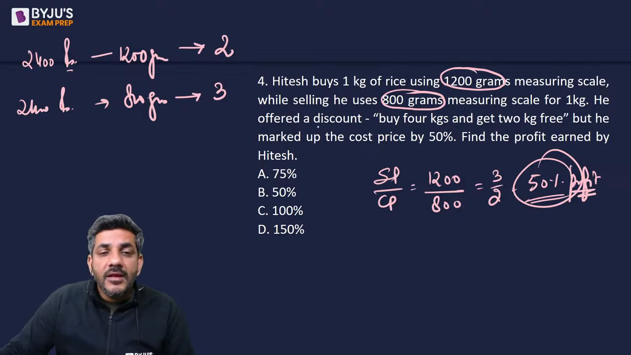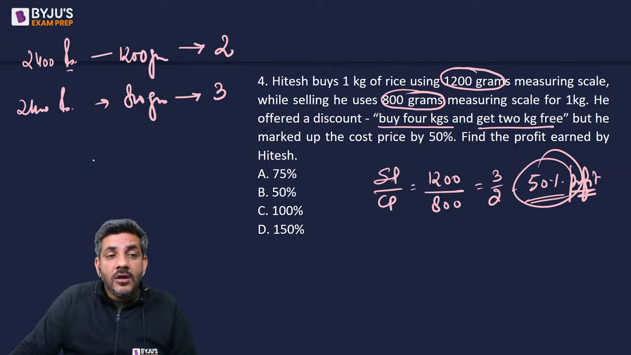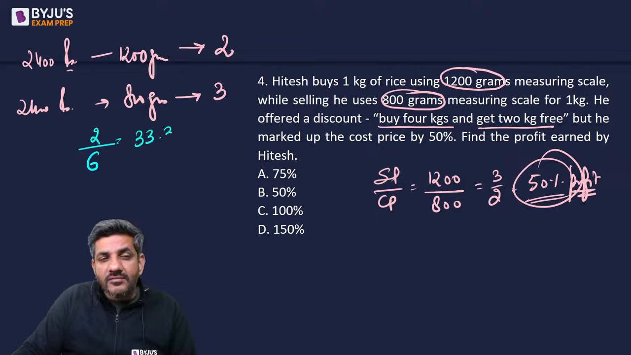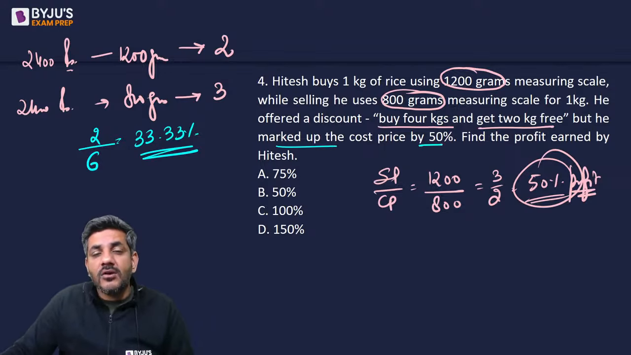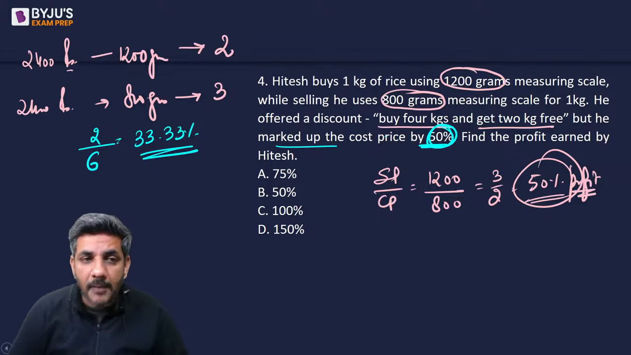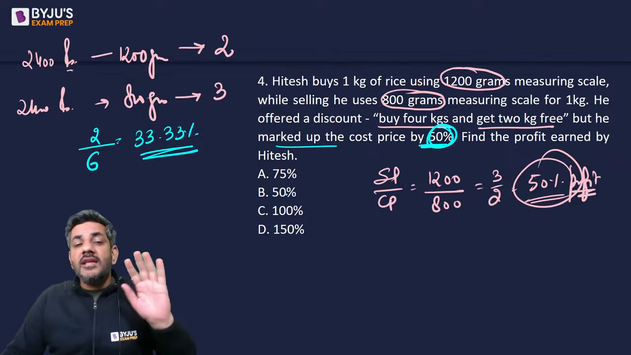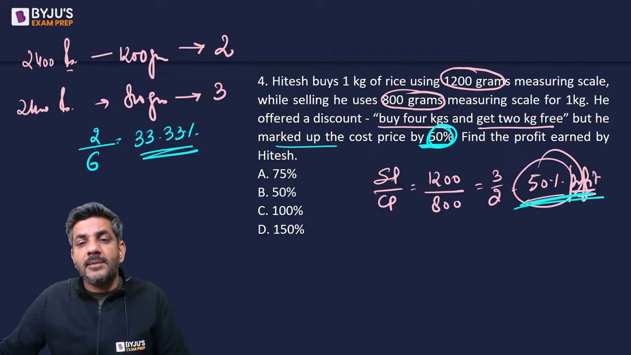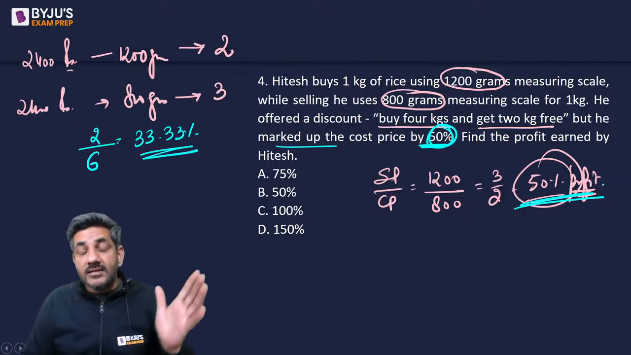But he says he offered a discount of buy 4 kg and get 2 kg free, as we did on the previous page. What is the discount? You purchased a total of 6 kg and you got 2 kg free. So the discount that you have given is 33.33%. Also, he has marked up the cost price by 50%. उसने cost price को भी 50% से markup किया हुआ है. अब ये भी बात है कि cost price को 50% से markup भी किया हुआ है. तो finally कितना profit हुआ? Now this 50% profit was irrelevant of the marked price and the discount that we are giving.